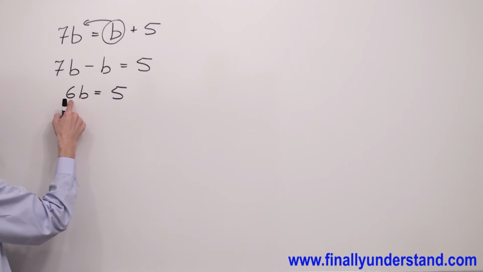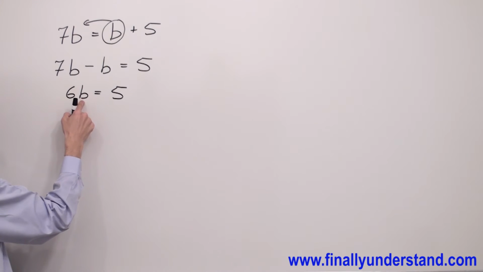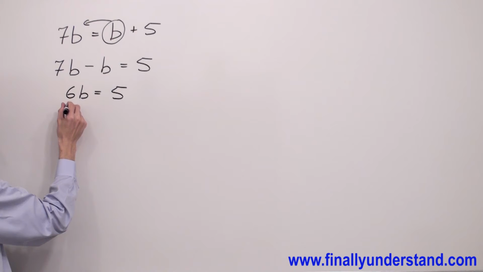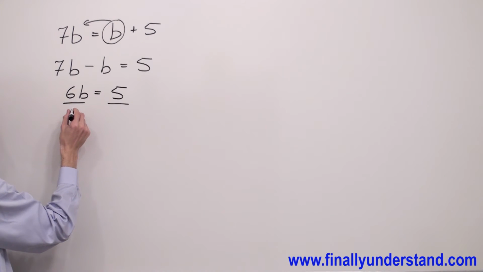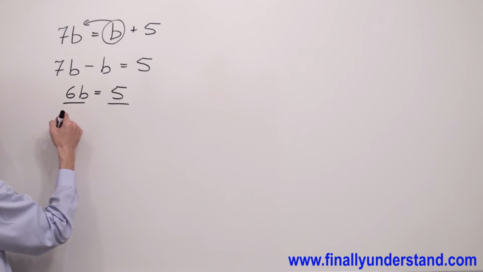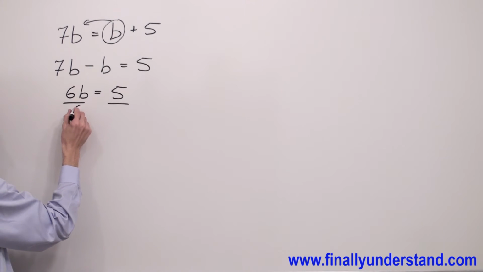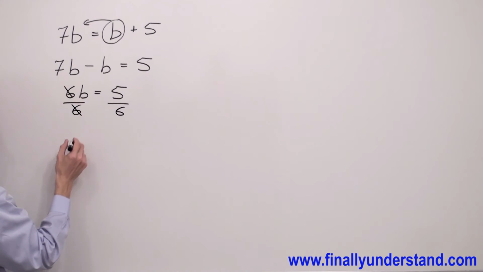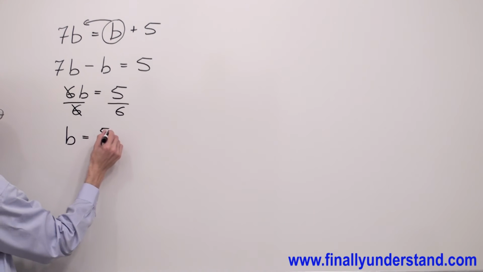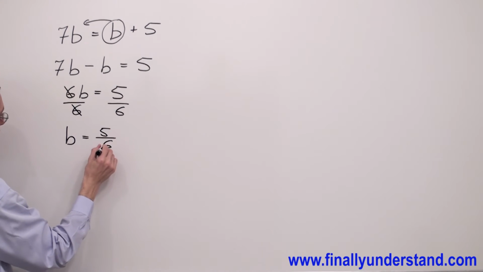b is multiplied by 6. In order to find the value of b, I have to eliminate the multiplication. I can do that by dividing both sides of the equation by whatever is multiplied to b. In this case, I divide both sides of the equation by 6. 6 and 6 will cancel out, and I have b equals 5 over 6.